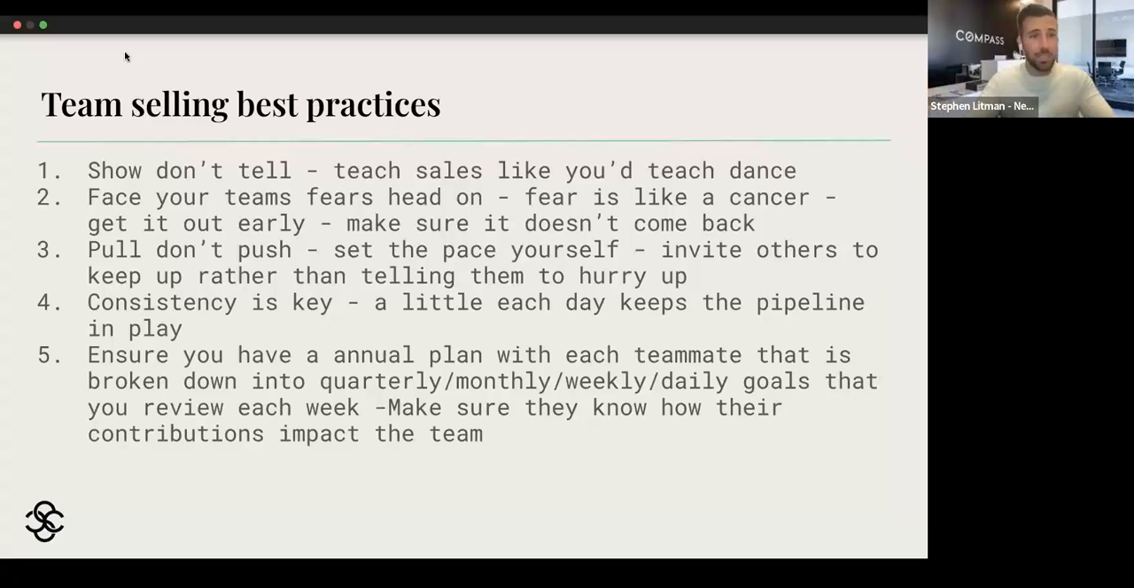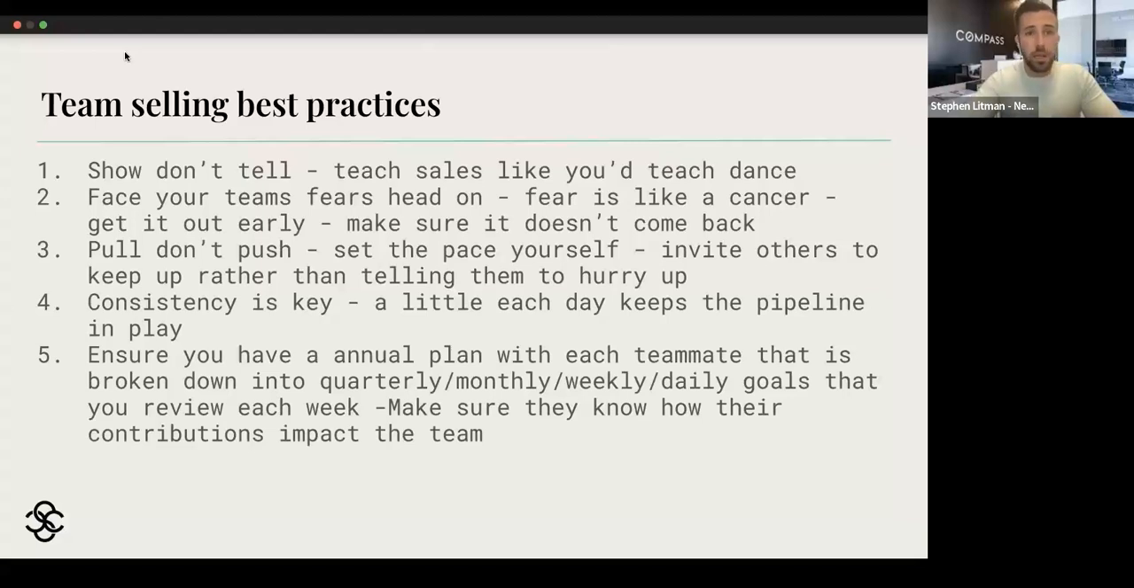Fourthly, consistency is key. A little bit a day is where you want to be, right? I've seen too many teams get mired in their busy work, and they set this massive prospecting block on their calendar, and it's four hours long, and it ends up being an hour and a half of the team just chit-chatting and catching up and doing whatever the case may be. I think you're far better off to get them on a schedule where they do just a little bit every day, and keeping that pipeline building.